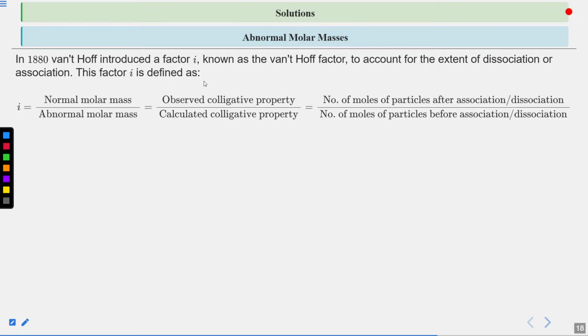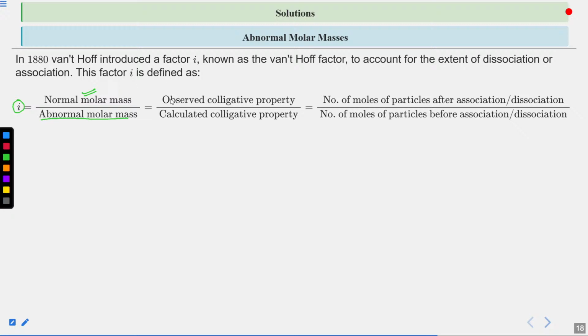Now how is it defined? It's very easy. Suppose you are taking any substance, then of course it will have a molar mass, which is taken as the normal molar mass. The one which you have calculated without considering association and dissociation will be called the abnormal molar mass, and their ratio is termed as i. So this is one definition.